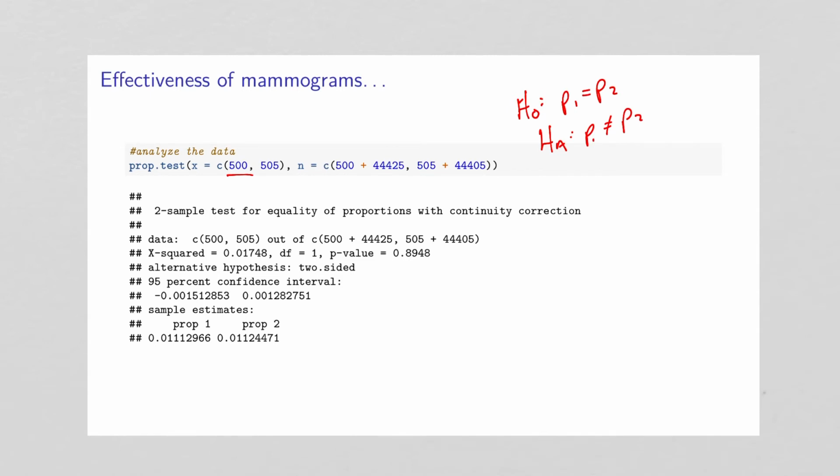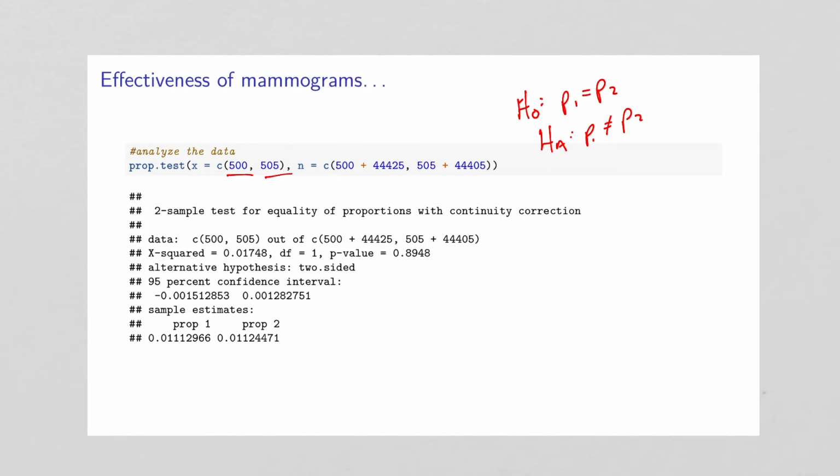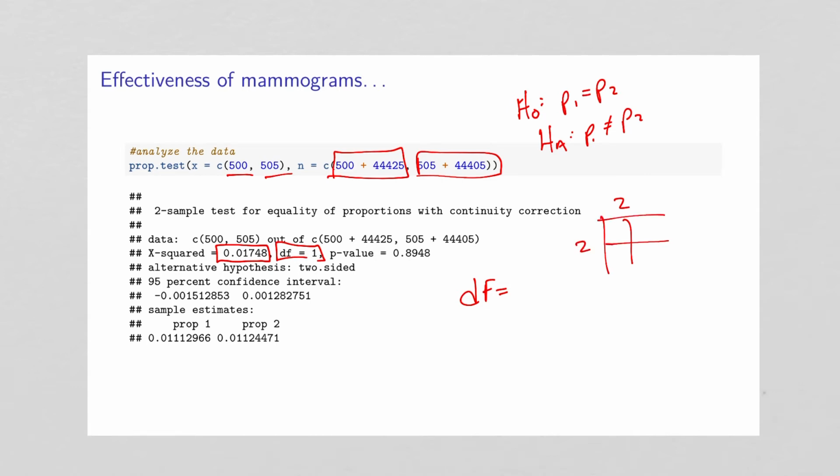Number in the mammogram group who died, control group who didn't. Our n's, our totals, right? Chi-squared is right there, 1 degree of freedom. And this degree of freedom is not equal to n minus 1 like the other ones. This degree of freedom, when you do a 2 by 2 table, is the number of columns minus 1.